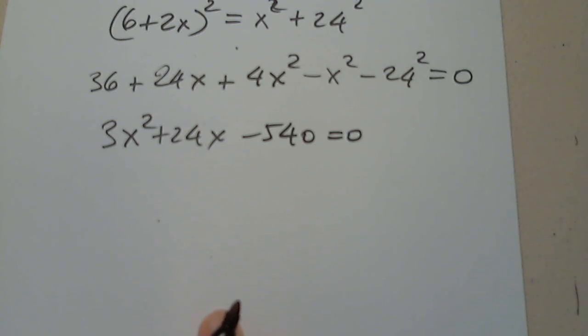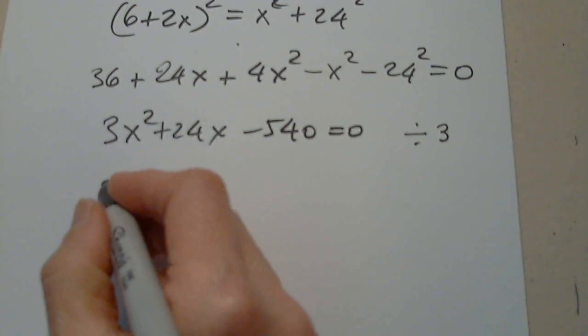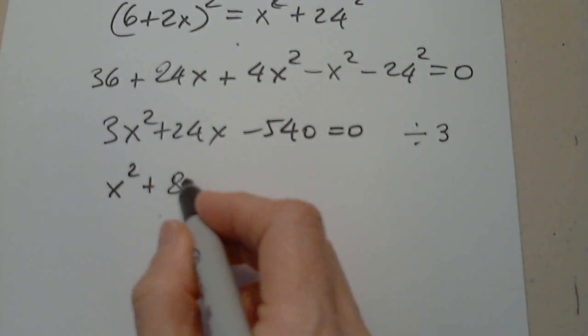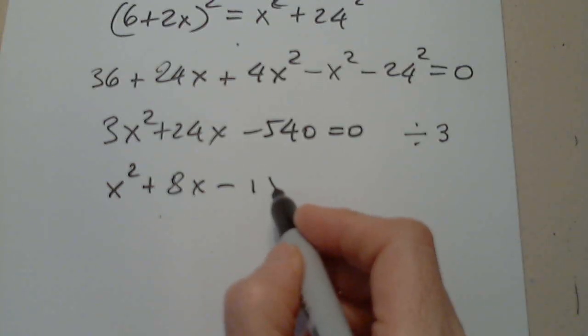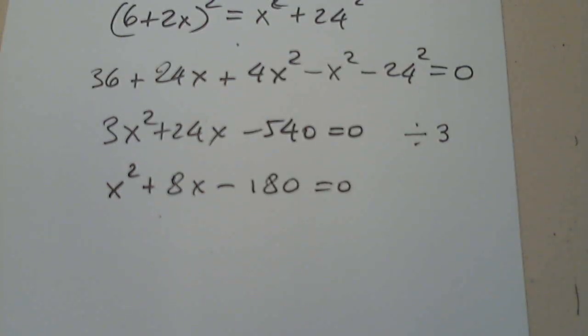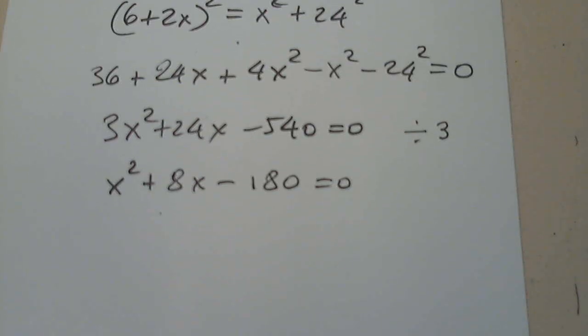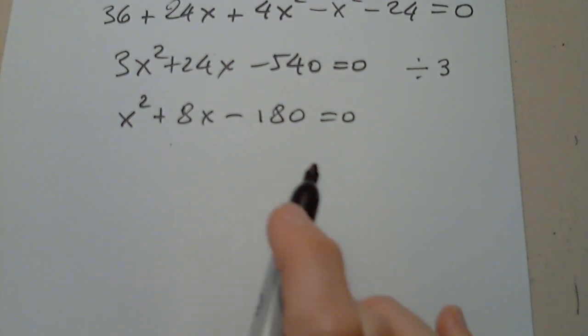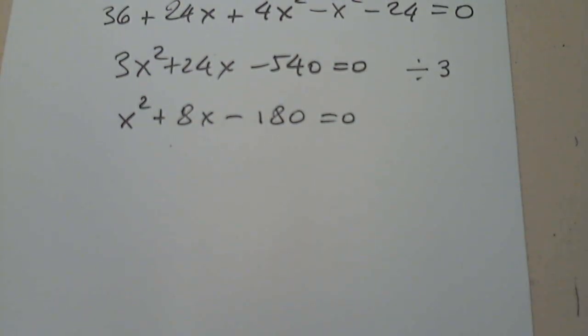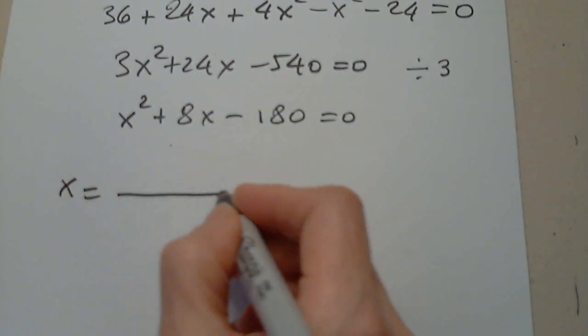Of course, I need to solve this equation. I will simplify it no matter which method I decide to use. 324 and negative 540 are divisible by 3. So then I have x squared plus 8x minus 180. Any questions so far? No. Okay. Because of this number, maybe I will not try factoring. Maybe it's not even factorable. I don't care. I can use the quadratic formula right away.